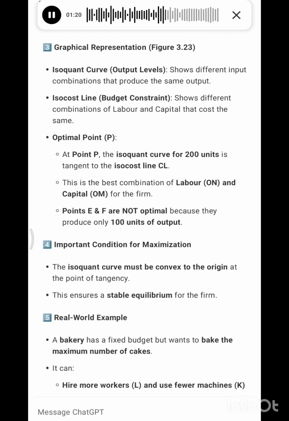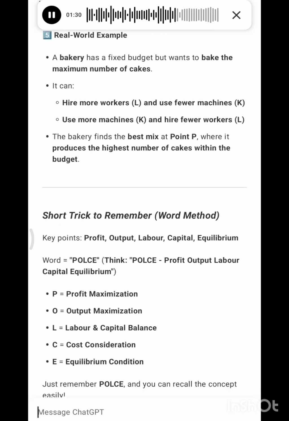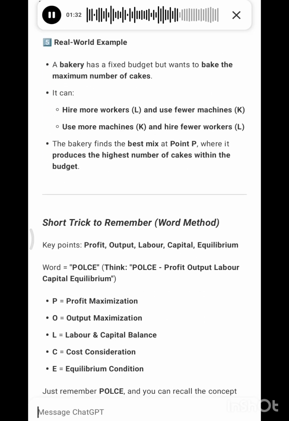The isoquant curve must be convex to the origin at the point of tangency. This ensures a stable equilibrium for the firm. 5. Real-world example. A bakery has a fixed budget but wants to bake the maximum number of cakes. It can hire more workers, L, and use fewer machines, K, or use more machines, K, and hire fewer workers, L. The bakery finds the best mix at point P, where it produces the highest number of cakes within the budget.